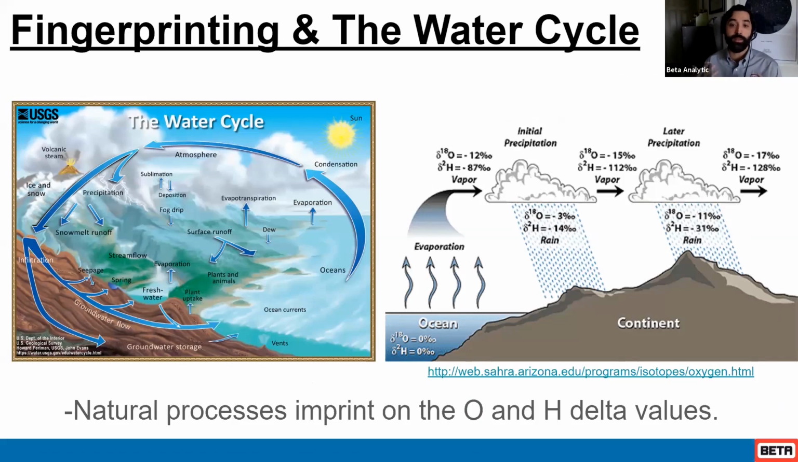Natural processes are imprinting themselves on oxygen and hydrogen delta values. So on our left here, we have our water cycle. I believe we're all pretty comfortable with this for a long time. We know that evaporation goes ahead and condenses into clouds, and then these clouds rain and wash over.